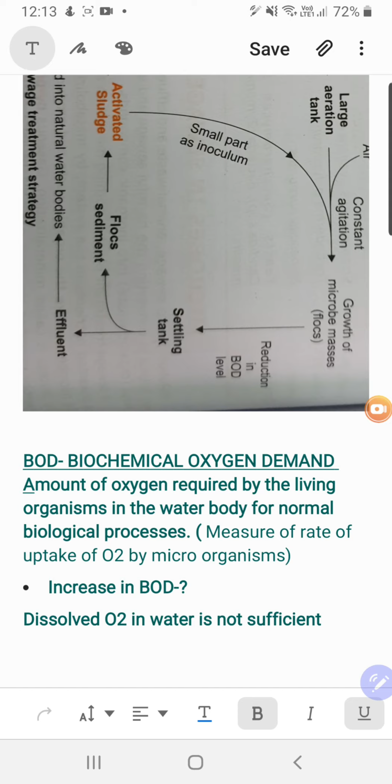Children, what does this BOD mean? Here the full forms should be known. BOD is biochemical oxygen demand, and sometimes the word DO is also used. That DO is dissolved oxygen in the water. You will be defining it as the amount of oxygen required by the living organisms in the water body for normal biological processes. So all the aquatic organisms or the microbes present in the water body find the dissolved oxygen in the water sufficient for their processes.